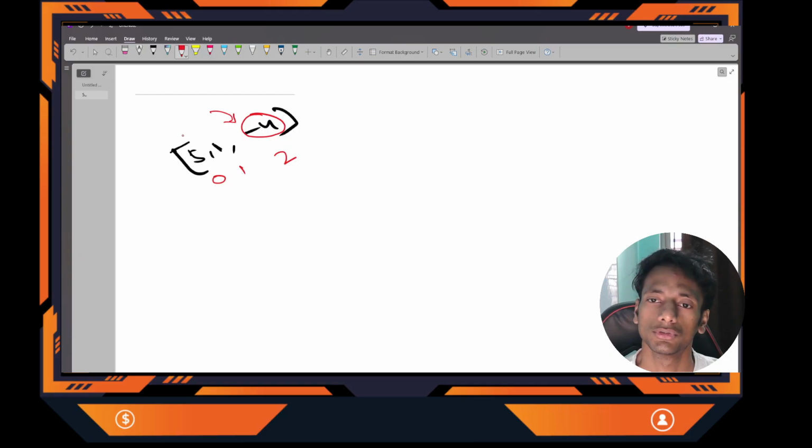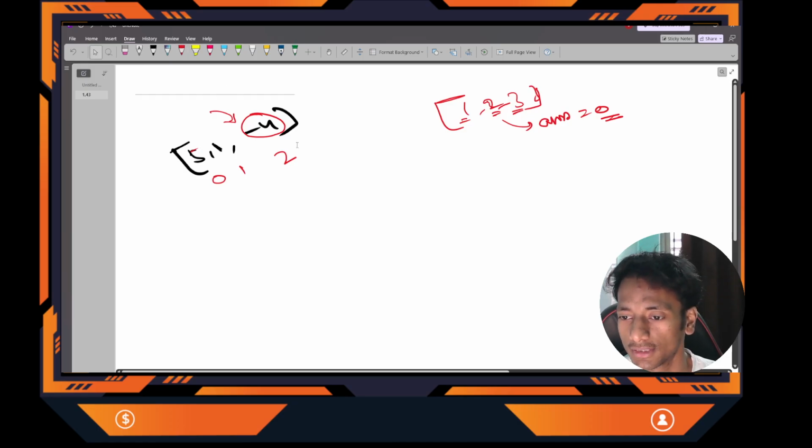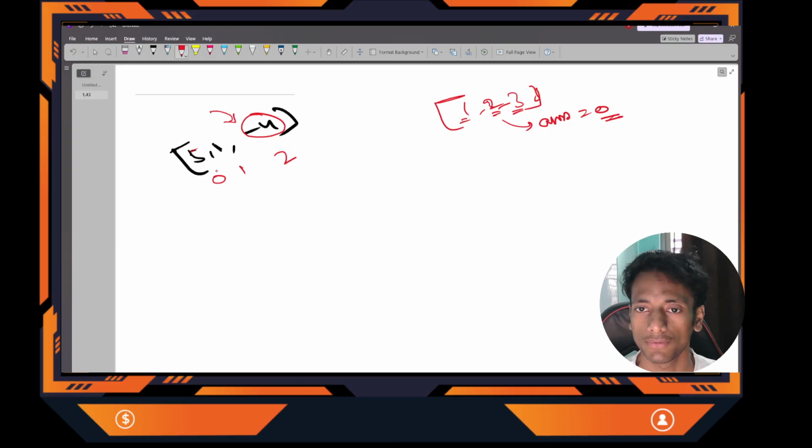Suppose instead we have 1, 2, 3. In this case, do I need to do any operation? No, because all numbers have a non-negative balance, so our answer will be 0. For the other case, we need some operations. They mentioned that if it is impossible, return -1. That means if after considering all the other indexes we are still not able to convert this balance to non-negative, then our answer will be -1, correct?